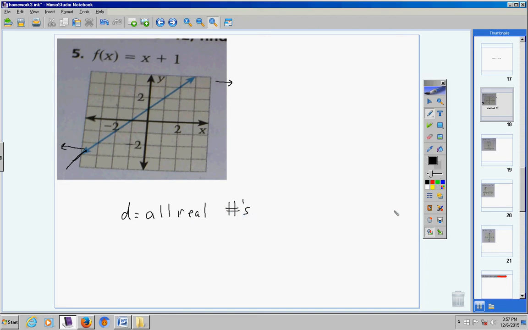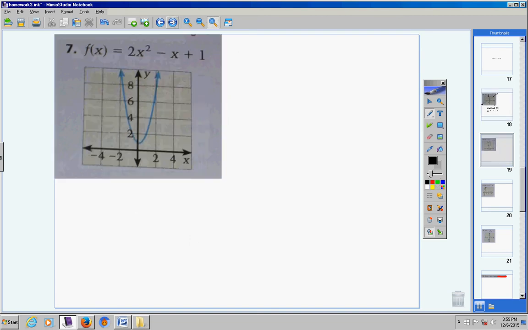Alright, now let's take a look at the range. Now remember, the range deals with the graph in relationship to the y values. So notice the graph will continue to go. Of course, y values is the going up and the going down of the graph. Well, it's going to continue to go up, and up forever, and down, and down forever. So I'm going to use ditto marks. All real numbers would be the answer. Okay? Alright, moving on to number 7.